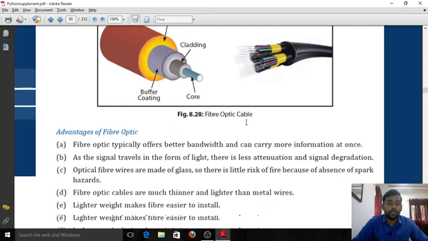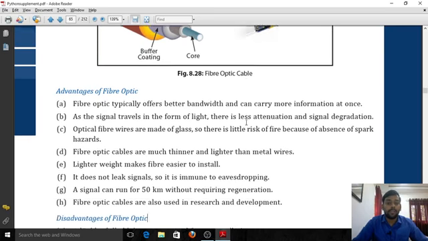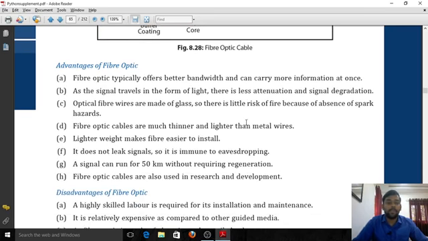Then, advantages of fiber optic. Fiber optic typically offers better bandwidth and data carrying capacity. As the signal travels in the form of light, there is less attenuation and degradation of data. There won't be any problem with losing the strength of the signal or the shape of the signal. That's what attenuation and distortion are. Attenuation means losing the strength of the signal.